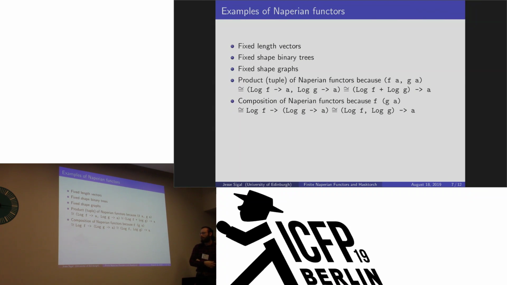So in pictures, if we have a tree, the type of trees of that specific shape right there, holding values of type A, well, that's equivalent to a function which, for each position of the tree, gives you a value, and so you can go back and forth. So there's an example which isn't a vector.